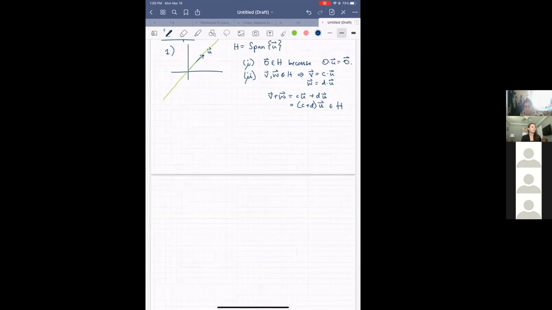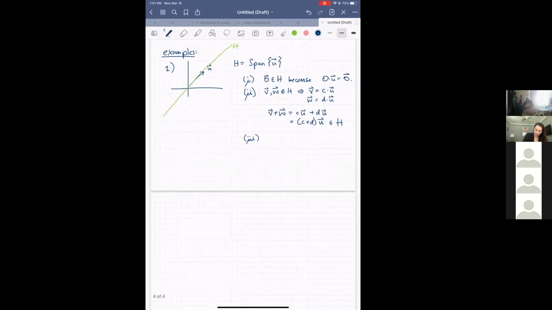Okay. And then you can similarly check the third condition, that for any V in H and constant in R, the scalar multiple would be in H. So check. Okay, so that means that this H, as we've described it, is a subspace.